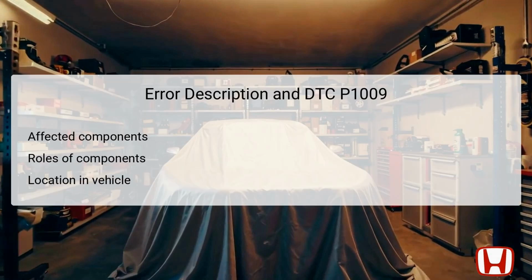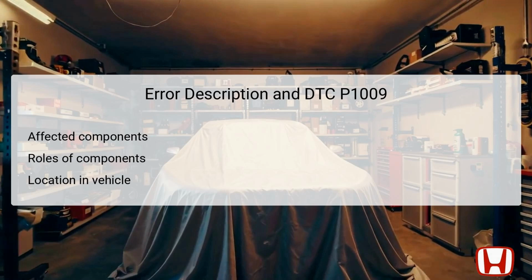DTC P1009 indicates an issue with the Variable Timing Control (VTC) Advanced system, crucial for managing engine performance. The primary components affected are the VTC oil control solenoid valve and the VTC actuator. The oil control solenoid valve is responsible for allowing oil to flow to the actuator, which subsequently adjusts the timing of the camshaft. The location of the VTC actuator is typically found near the front of the engine, attached to the cylinder head, making it relatively accessible for diagnostics and repairs.